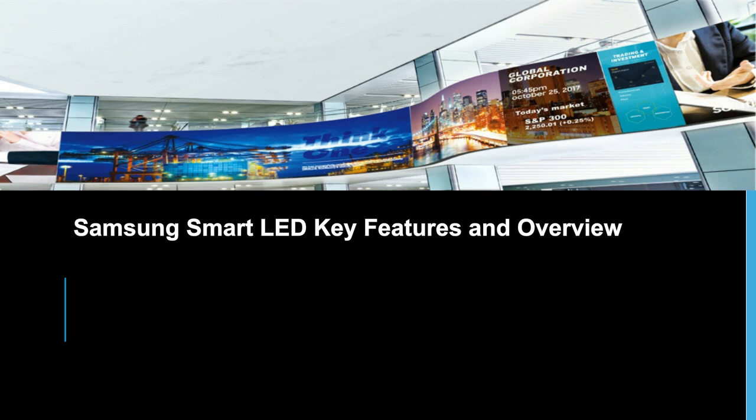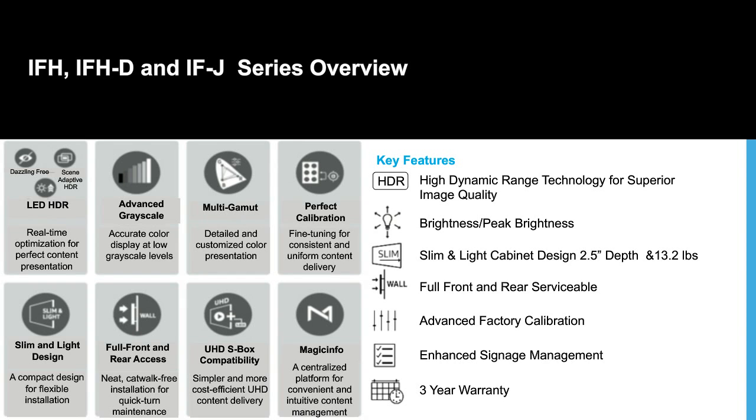The following 8 features are what set Samsung apart from the industry, producing the best front-of-screen performance and accurate color reproduction. These 8 feature sets will be discussed in the next several slides. The LED HDR, Advanced Grayscale, Multiple Gamut, which is compound color space, Perfect Calibration, which is done both at the factory and on-site, Slim and Light Design for installation, Front Accessibility for repair and service, our UHD S-Box compatibility, and our digital signage control called Magic Info.